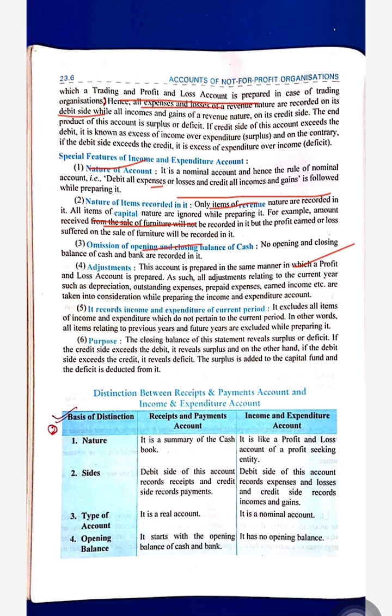Omission of opening and closing balance: there is no need to write the opening balance and closing balance of the cash book in the income and expenditure account. Adjustments: treatment of adjustments will be done in income and expenditure account. It records income and expenditure of the current period. As I have already told you, only current year's expenses and incomes will be treated in it. Purpose: the statement reveals surplus or deficit. It is prepared to find out the surplus or deficiency of the organization.